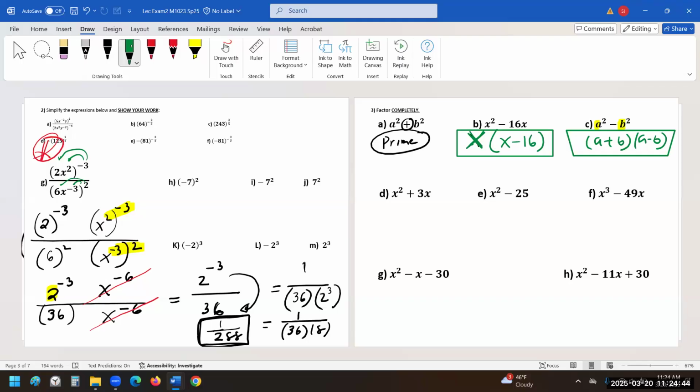Same thing, D is not a perfect square, so you factor out. And you are done. But E is a perfect square because 25 is 5 squared. So you see your bases are x and 5. So you add them, x plus 5, and you subtract them, x minus 5.